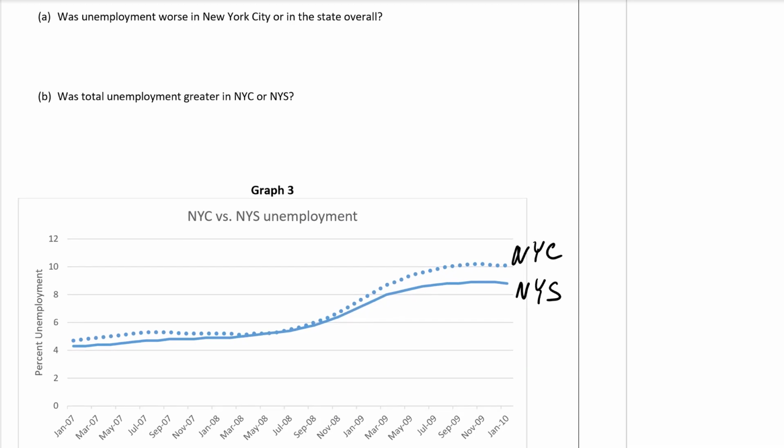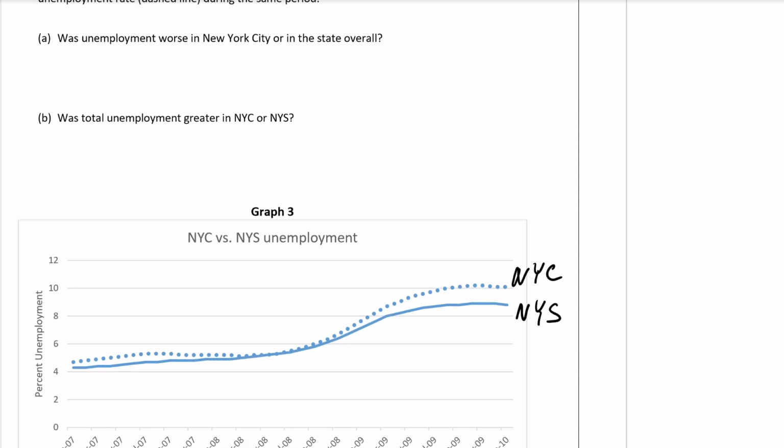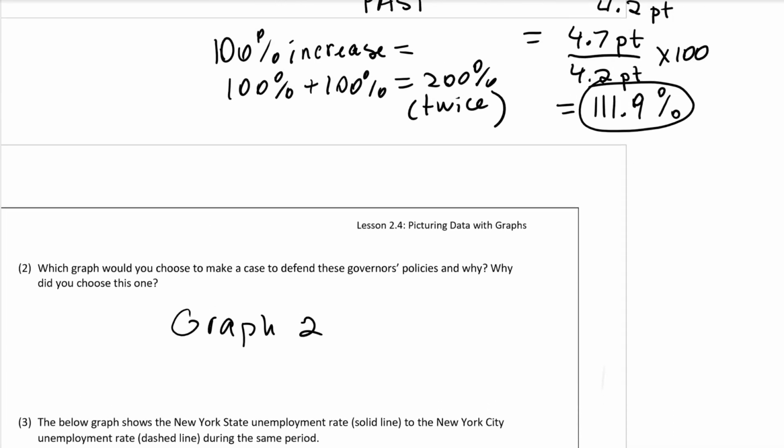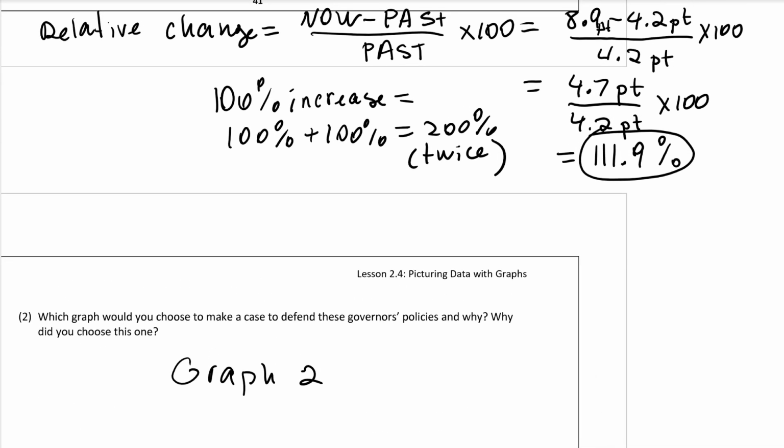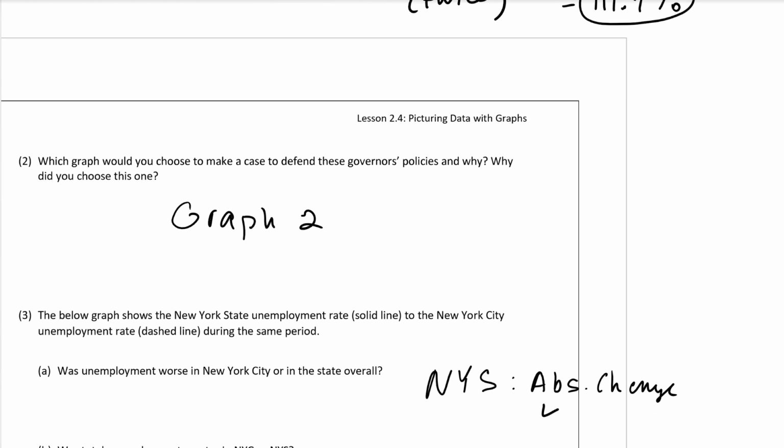So if we look at the numbers here, the New York State we already calculated, right? So for New York State, what was the absolute change we calculated earlier? It's 4.7%, and so it's 4.7 percentage points, and the relative change was 111.9%. That was for the whole state.